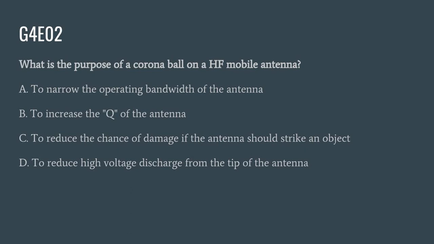G4E02, what is the purpose of a corona ball on an HF mobile antenna? A, to narrow the operating bandwidth of an antenna. B, to increase the Q of the antenna. C, to reduce the chance of damage if the antenna should strike an object. Or D, to reduce high voltage discharge from the tip of the antenna. And the correct answer is D, to reduce high voltage discharge from the tip of the antenna.